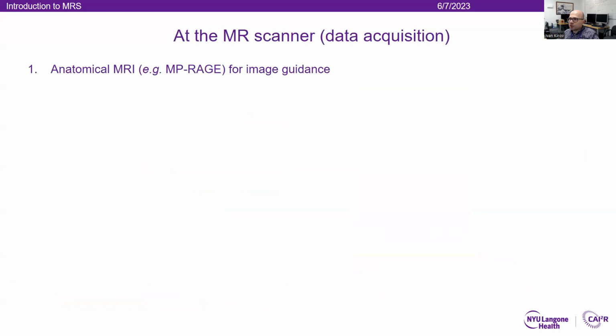Okay, so we're ready to go at the MR scanner and acquire some data. And here are the steps for doing so. The first one is to run a regular MRI sequence to look at the brain with a conventional MRI sequence such as MPRAGE, which is a 3D sequence used to look at brain anatomy. Then, knowing where the anatomy is, knowing where the brain is in space, we can place our spectroscopic volume.